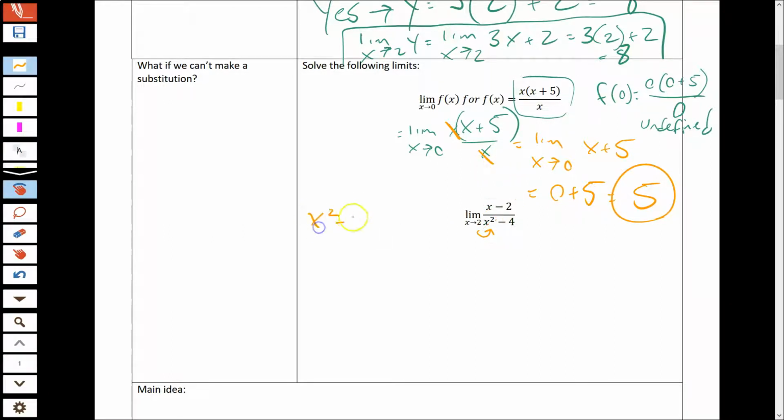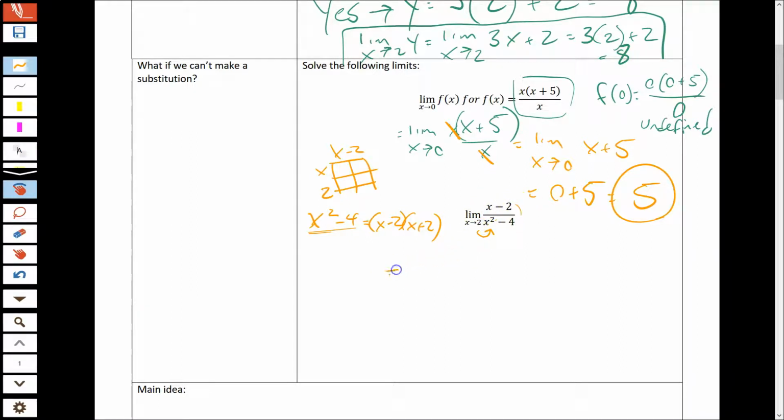Notice my bottom, x squared minus 4, is called the difference of squares. That's factorable, and it factors like this: x minus 2 times x plus 2. That should be familiar to you. You can verify this if you want, using a Punnett square, and you'll get my original result. So these are equivalent, and we're going to use that to rewrite my function here.